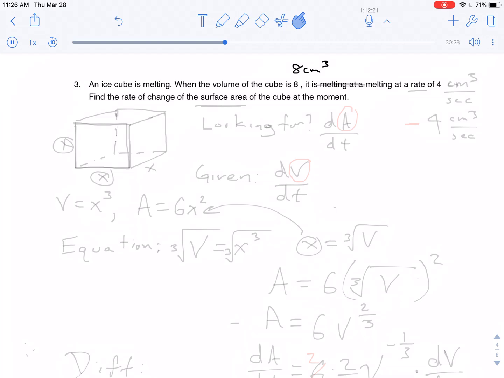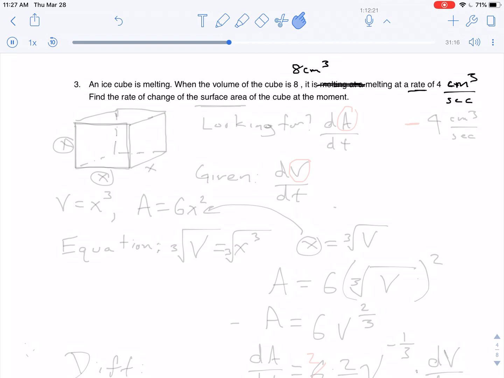It is melting at a rate of 4 centimeters cubed per second. Melting at a rate of 4 centimeters cubed.